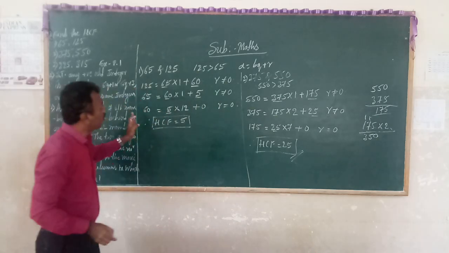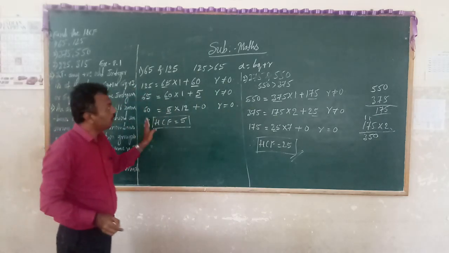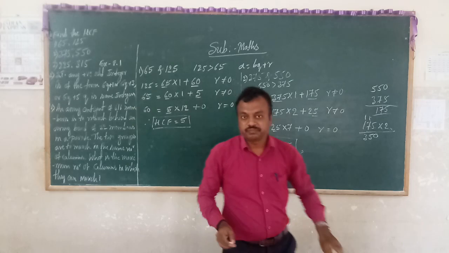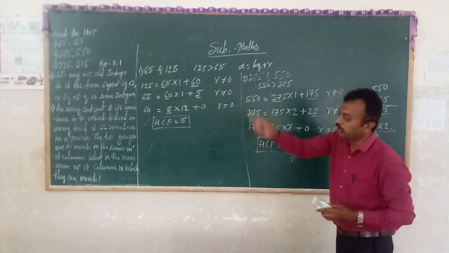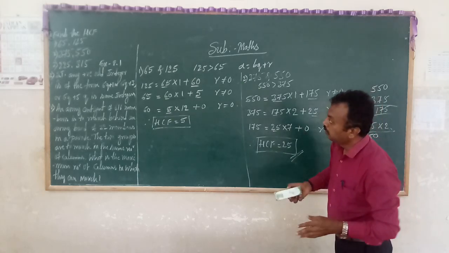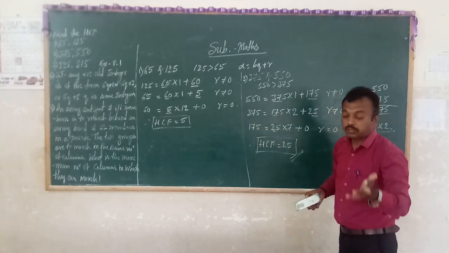So like this we have to find the HCF by using the Euclid division lemma. Okay students, 225 and 315 is there. You have to take this as homework to do at home. Next, we should go directly to the exercise problems.